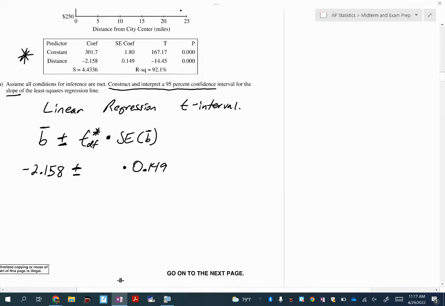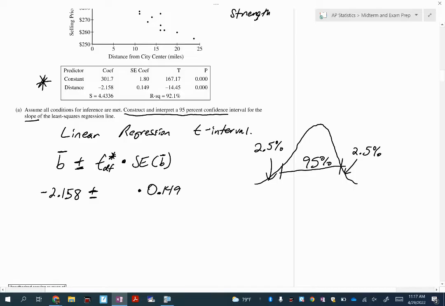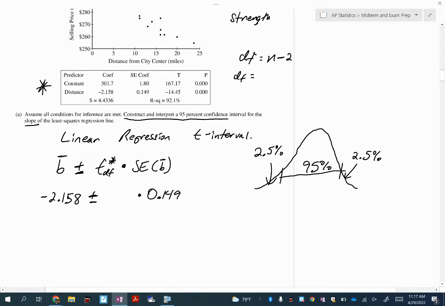We've done this already a couple of times in the multiple choice questions, but when you go find the critical value, right, this is a 95% confidence interval, so I'm looking for 2.5% in each tail. All right, don't forget when you're using the T distribution model like this one, you do have degrees of freedom, and for a linear regression T interval or T test, that degrees of freedom is the sample size minus 2. And this problem says there are 20 houses that they used for this analysis. So 20 minus 2, which is 18.